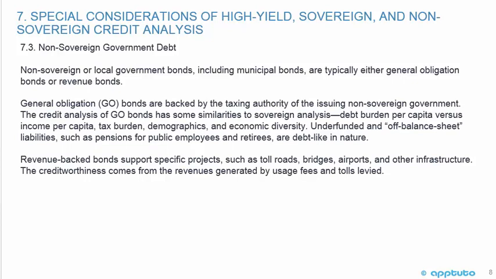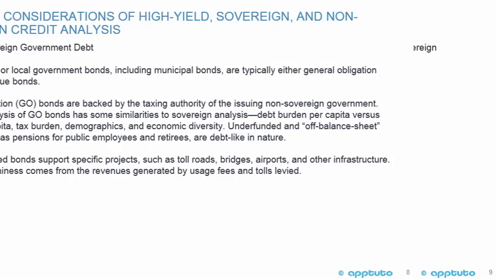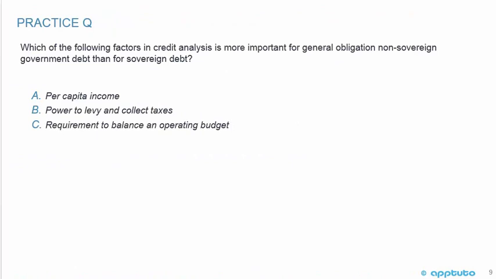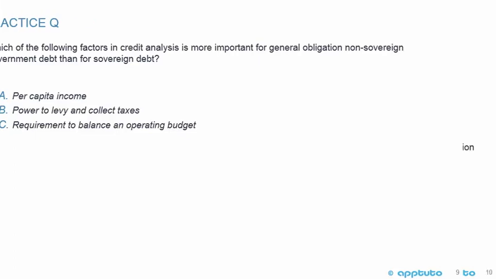Revenue-backed bonds support specific projects, such as toll roads, bridges, airports, and other infrastructure. The creditworthiness comes from the revenues generated by usage fees and tolls levied. And one last practice question to finish this LOS. Which of the following factors in credit analysis is more important for general obligation non-sovereign government debt than for sovereign debt? A, per capita income, B, power to levy and collect taxes, or C, requirement to balance an operating budget?